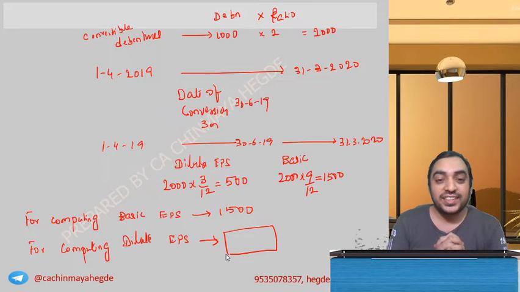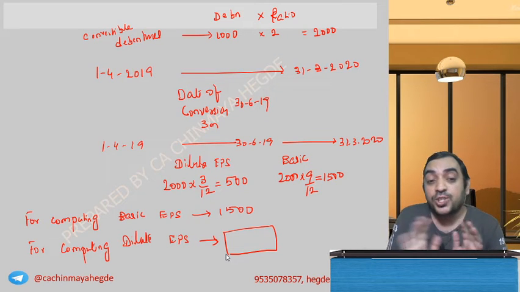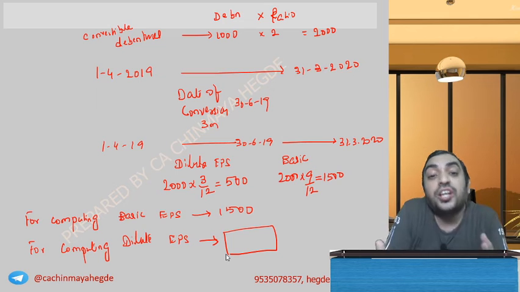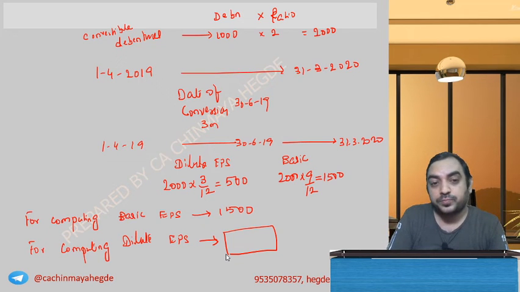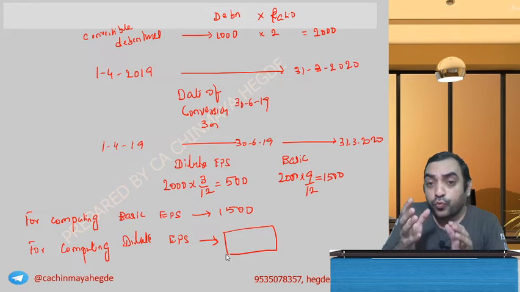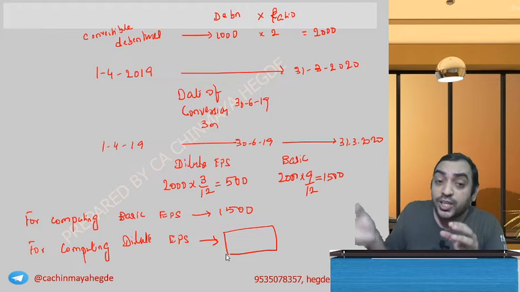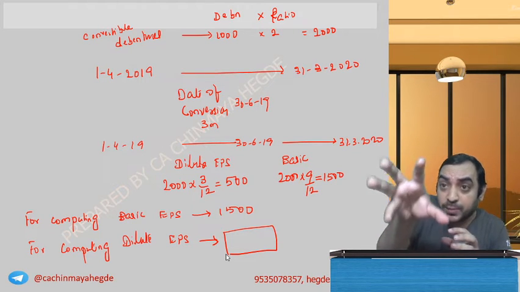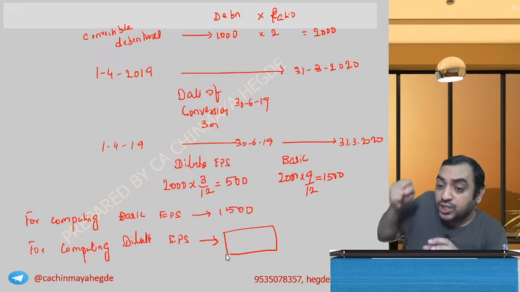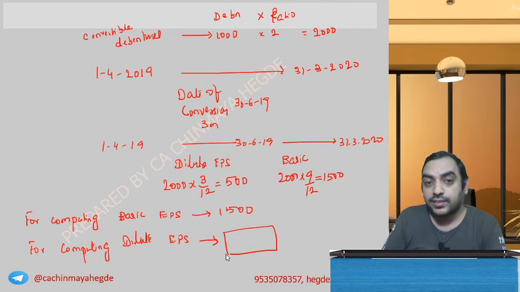My dear friends, it is not 500 shares. It is additional 500 shares. For dilutive EPS, it is additional 500 shares. How do we calculate dilutive EPS? Whatever the shares we have considered for basic EPS, we take it. Additionally, we take it, right?